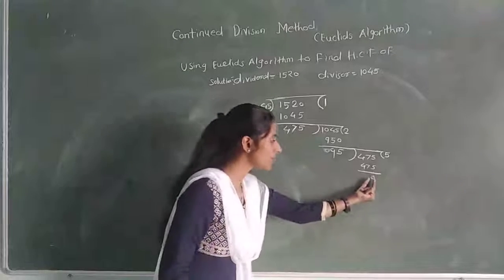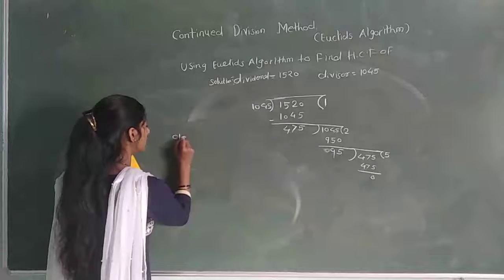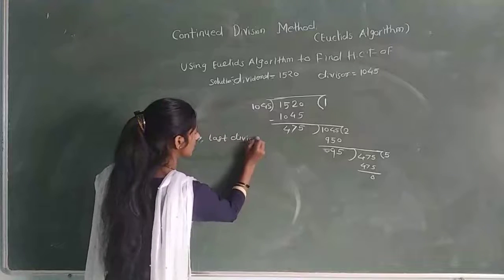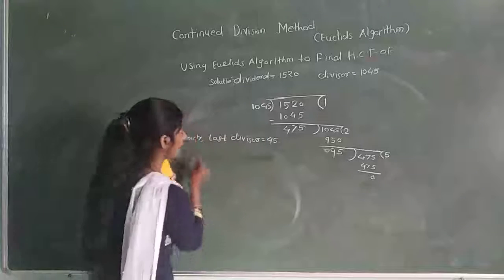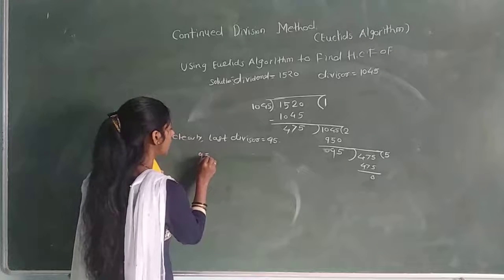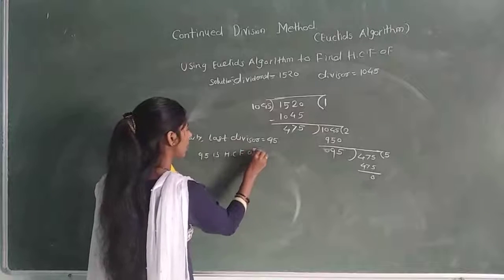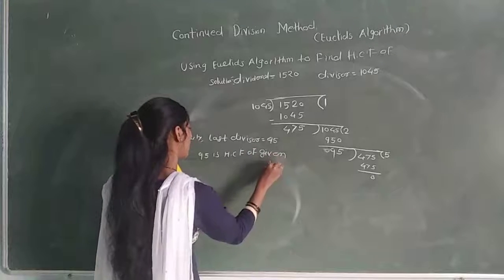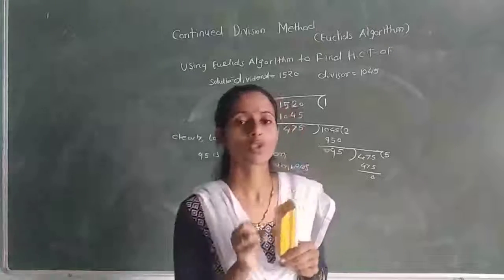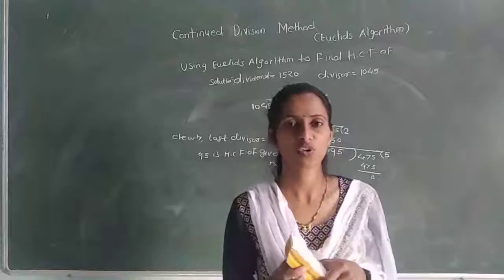Okay, so if any remainder is 0, the last divisor is the required SCF. Okay, that's it. Is it clear? The last divisor is equal to 95. Therefore 95 is the SCF of the given numbers. Got it? Okay, so first, second and third are homework. We will solve the next examples in the next lecture. Now stop here. Thank you.